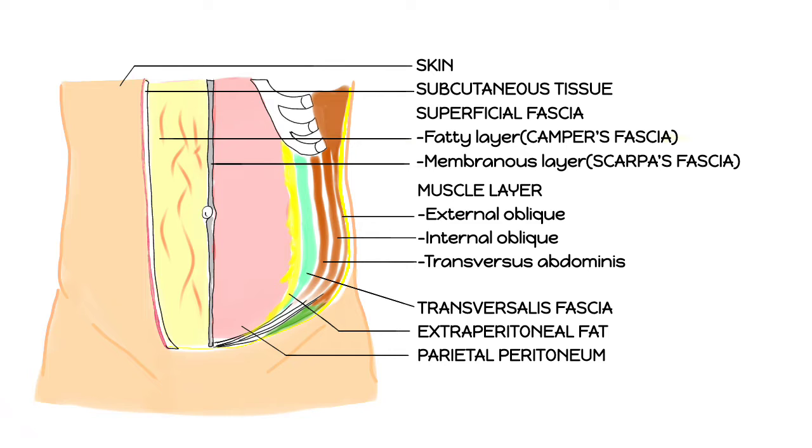Coming to the most frequently asked question, the layers of abdomen. Superficial to deep, they are skin, subcutaneous tissue, superficial fascia divided into the fatty layer, Camper's fascia, and membranous layer, Scarpa's fascia. Then comes the muscle layer: external oblique, internal oblique, and transversus abdominis. Deep to it is the transversalis fascia, extraperitoneal fat, and finally the parietal peritoneum.